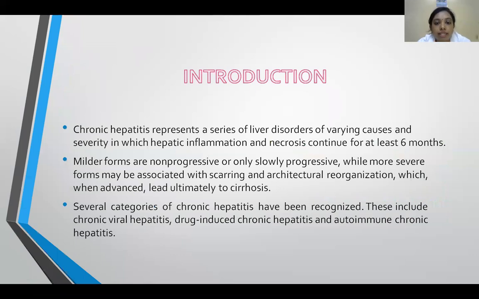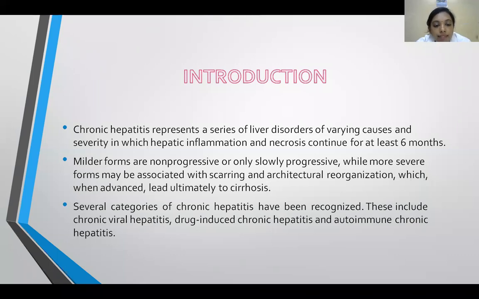Chronic hepatitis represents a series of liver disorders of varying causes and severity, in which hepatic inflammation and necrosis continue for at least 6 months. Milder forms are non-progressive or only slowly progressive, while more severe forms may be associated with scarring and architectural reorganization, which when advanced leads ultimately to cirrhosis. So the course of chronic hepatitis I will be discussing in the later slides.